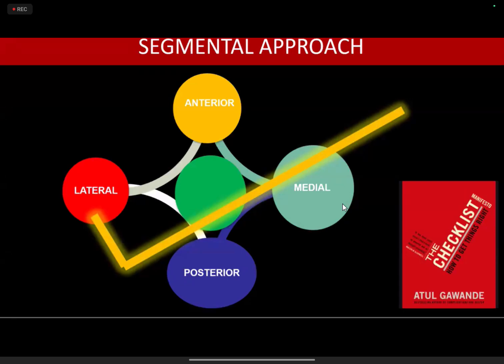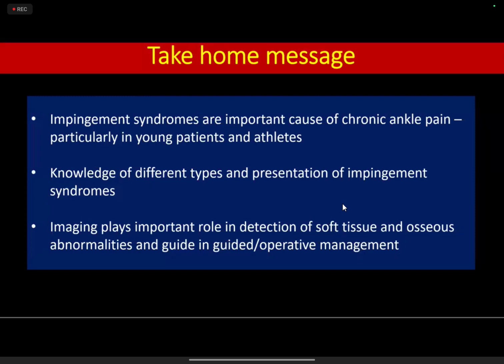As musculoskeletal and interventional radiologists, it becomes important for us to identify the findings. We need to have a holistic approach and delineate other corroborative findings which can help us in ruling out other pathology. Impingement syndromes are an important cause of chronic ankle pain, particularly in young patients and adults. We have talked about different types and presentations of impingement syndromes, and imaging plays a vital role in detection of the soft tissue and osseous abnormalities and can guide ultrasound-guided interventions or operative management.